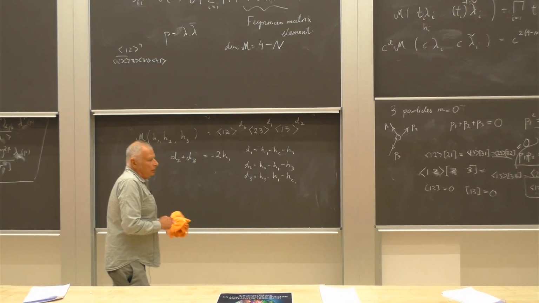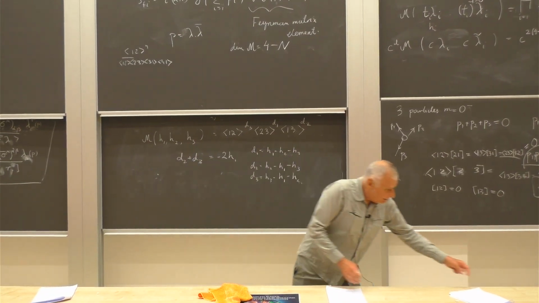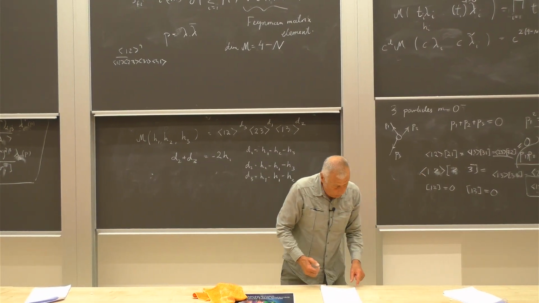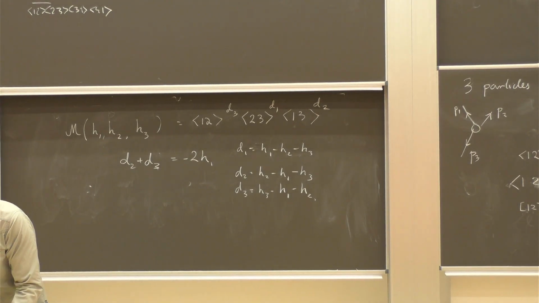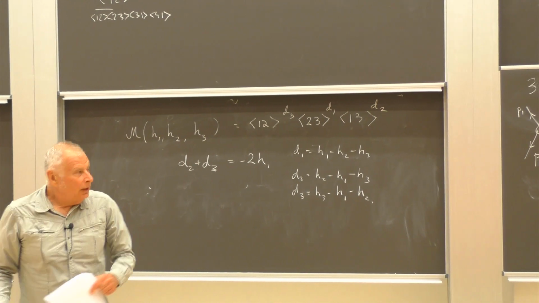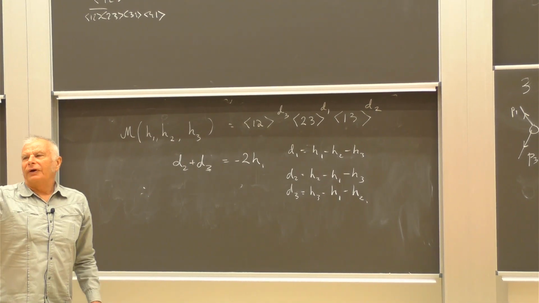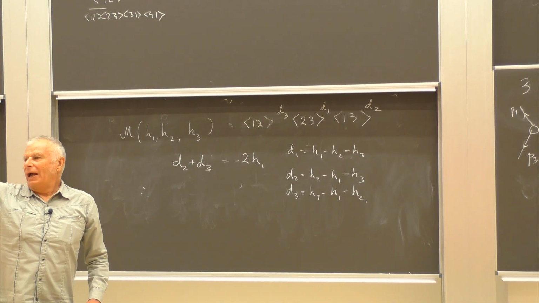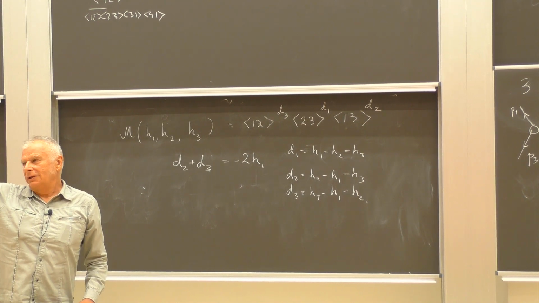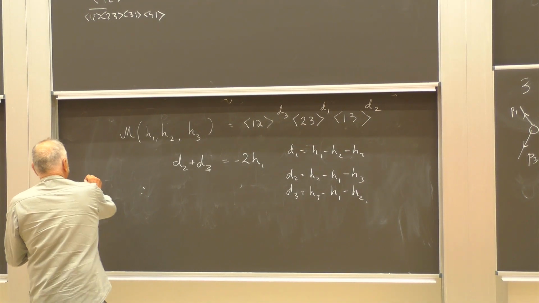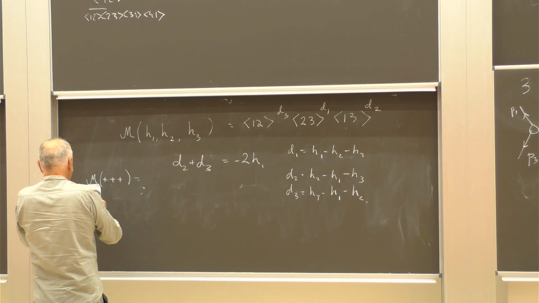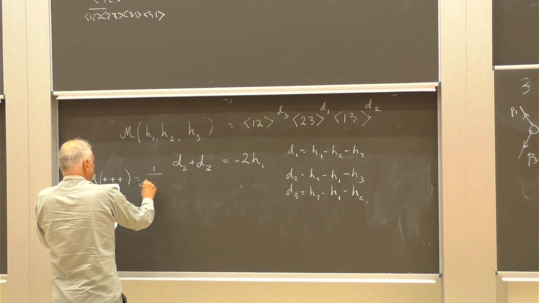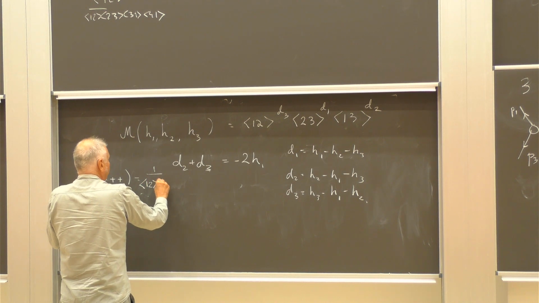All right. So the next thing that I can do, let's consider a case of spin 1, 3 particles of spin 1, just for illustration. So, for example, we can take the all-plus amplitude. And the only thing I can write is something which is proportional to that.